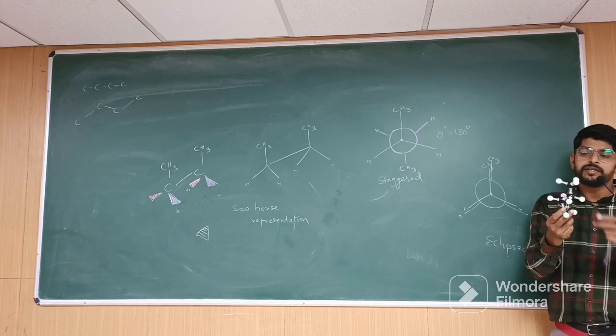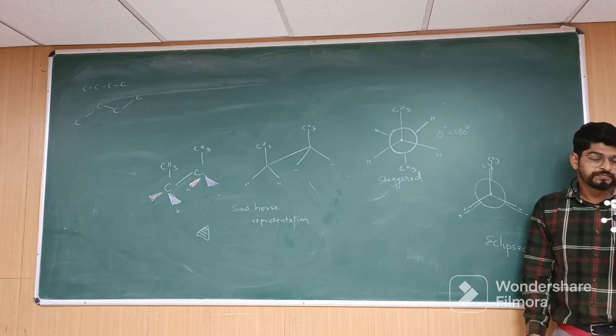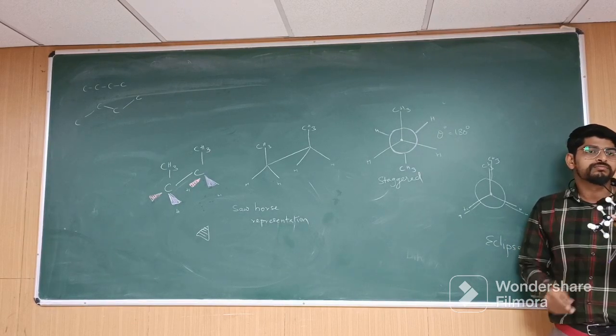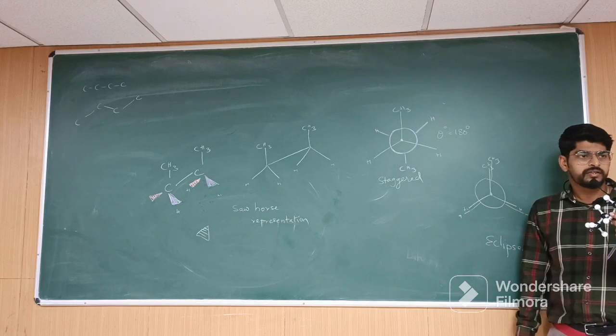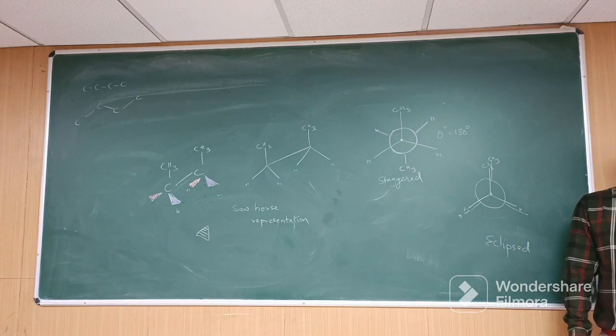Clear? Right. Now one question to all of you. Apart from these 2, ignore skew. Can I have any other regular structure? A regular rotational isomer?